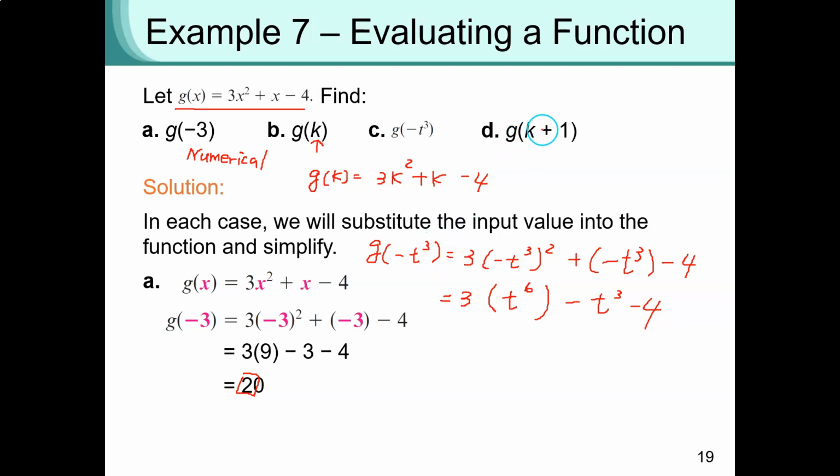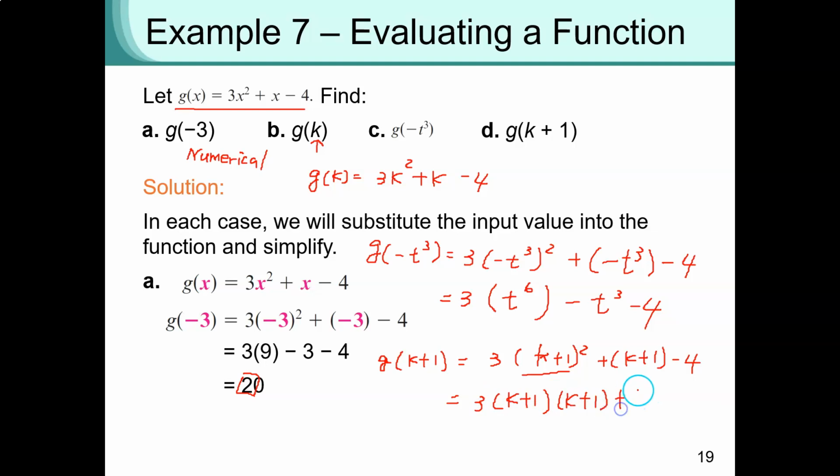Now, when you have g of k plus 1, the independent variable changes to k plus 1. So we just simply rewrite the function as 3 multiplied by k plus 1 squared, plus k plus 1, then minus 4. Now we need to expand this part. So we'll have 3 times k plus 1 multiplied with k plus 1, plus k plus 1, minus 4.